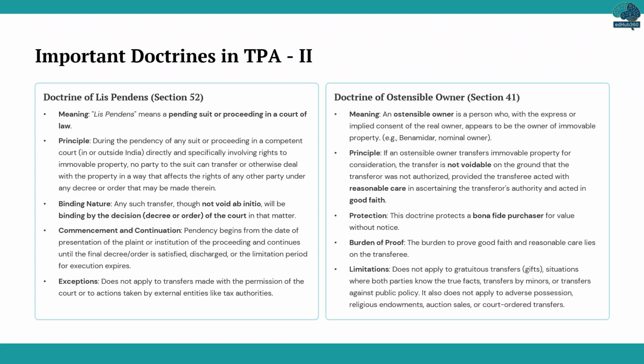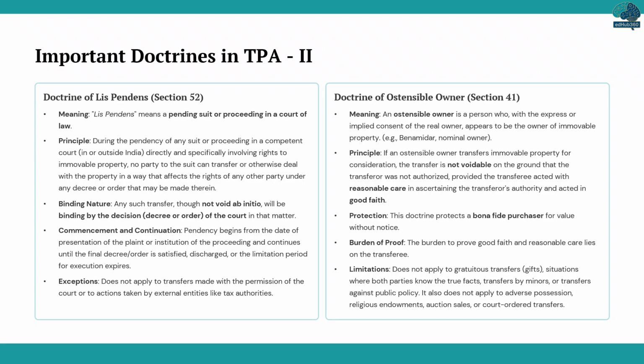Then there's the doctrine of ostensible owner in Section 41. An ostensible owner is someone who, with the real owner's consent, appears to be the owner of immovable property, like a, quote, benamidar. If such an ostensible owner transfers property for consideration, the transfer is valid if the transferee acted with reasonable care and good faith in ascertaining the transferor's authority. This doctrine protects bona fide purchasers, but it does not apply to gratuitous transfers or situations where both parties know the true facts.